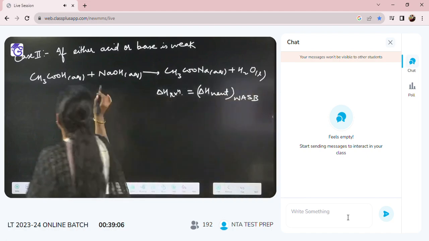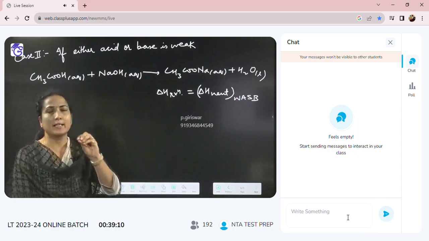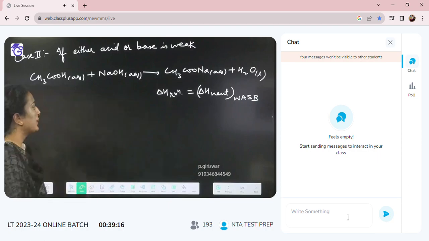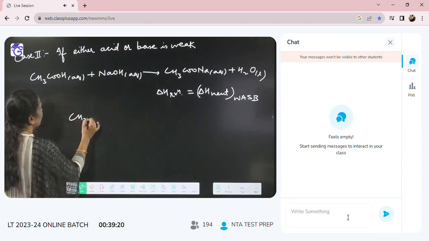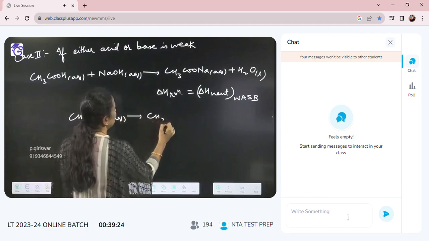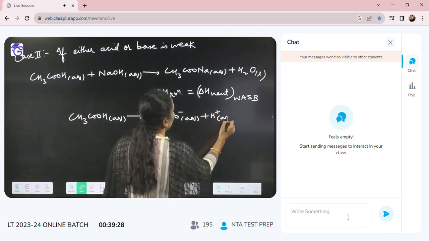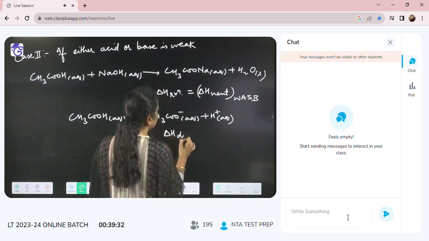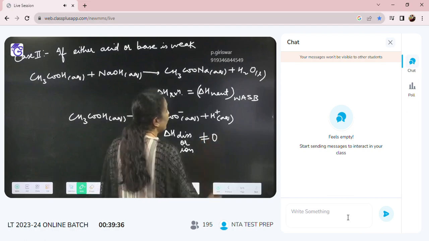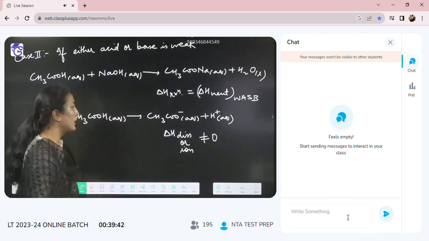Okay, good. Now the thing is, I have written this reaction in one step, and you know that Hess law is always valid, right? Hess law means I can break down this reaction into 2 to 3 steps. Let us say we are breaking it down. So when I have CH3COOH aqueous, I can write this as CH3COO minus aqueous plus H plus aqueous. Now for dissociating it, I need to provide some amount of energy here. So I can write delta H dissociation or ionization. It will be non-zero. Non-zero means some positive value will exist.